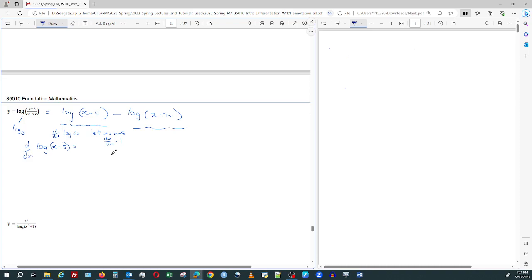So what we'll get is 1 over u, and then we put this chain together with this chain. Okay, so it's 1 times 1 over u, and u itself was x minus 5. Okay, x minus 5, but we've forgotten something. What have we forgotten?